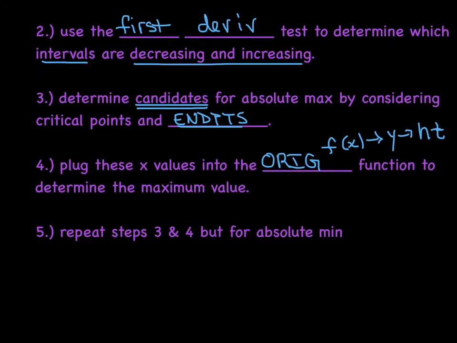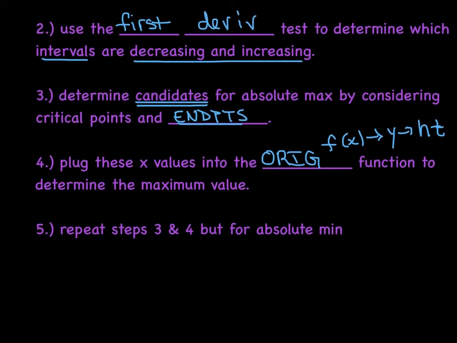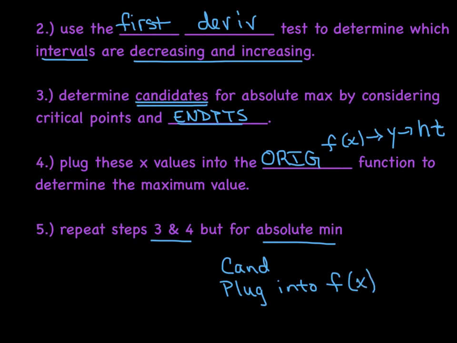Once we determine that, then we're going to basically repeat steps 3 and 4, but with our focus being on the absolute min. So we'll identify the candidates, and then once we figure out the candidates, we'll plug them all back into f of x to determine who is the lowest number of all the candidates. All right, we're going to try to decipher all of that lingo that we just put in our notebook and put it into action and make this closed interval test work for us.